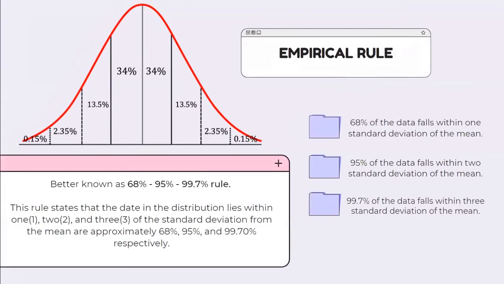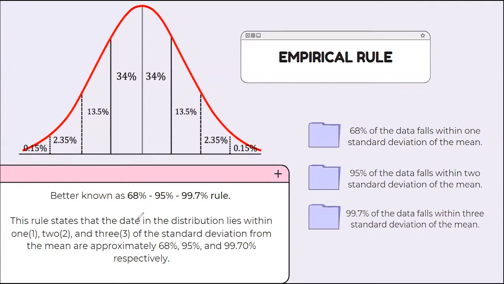Moving on, the empirical rule. The empirical rule is better known as the 68%, 95%, and 99.7% rule. This rule states that the data in a distribution lies within 1, 2, and 3 standard deviations from the mean, approximately 68%, 95%, and 99.7% respectively.